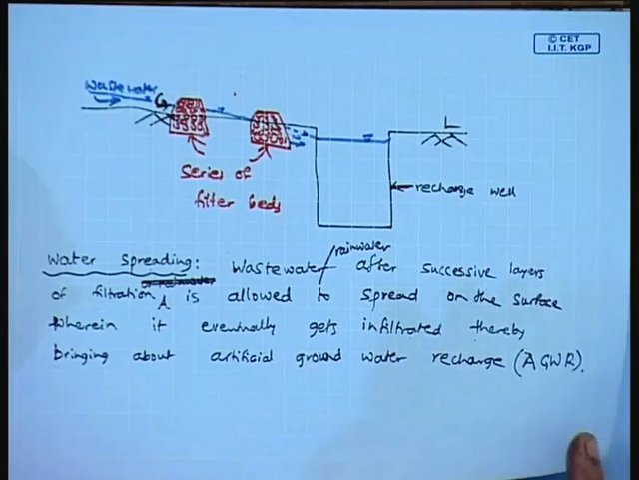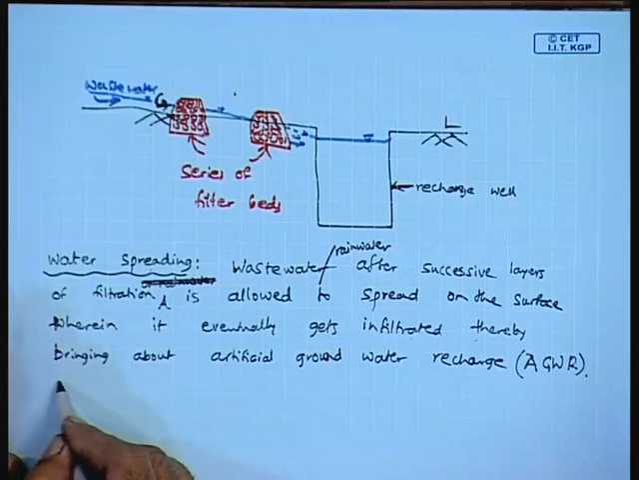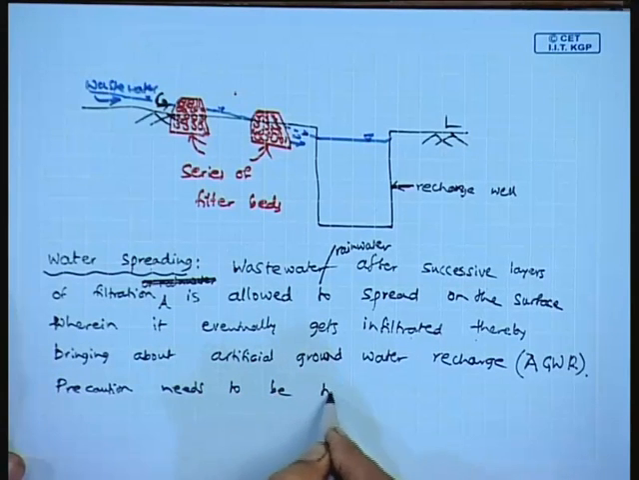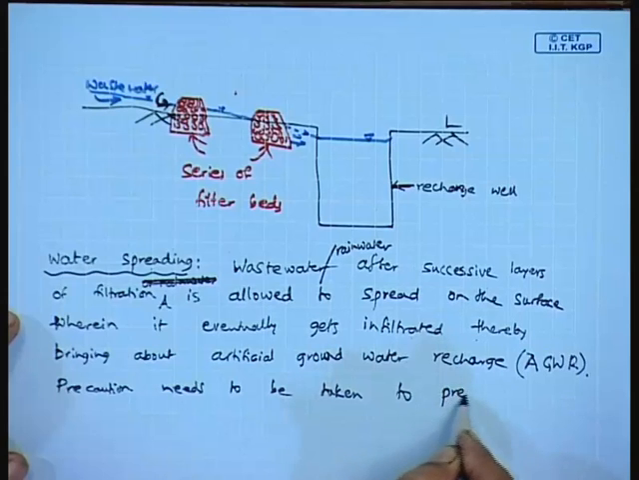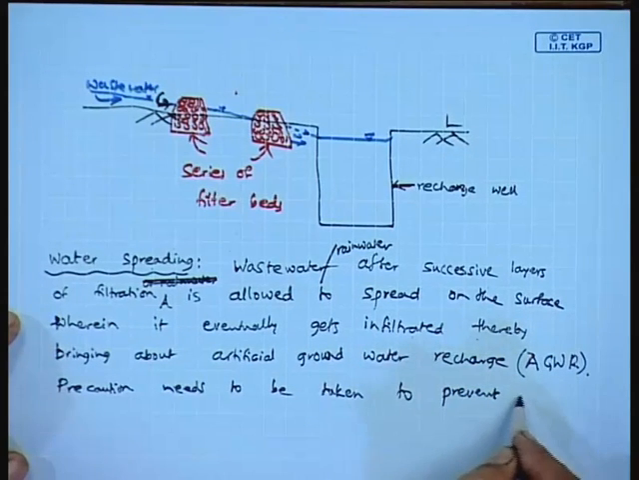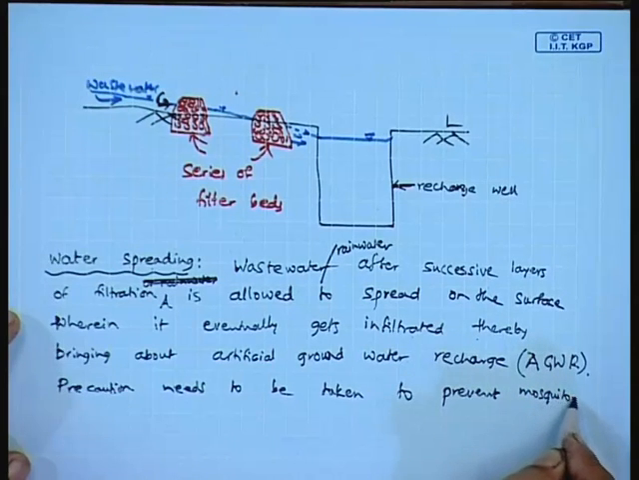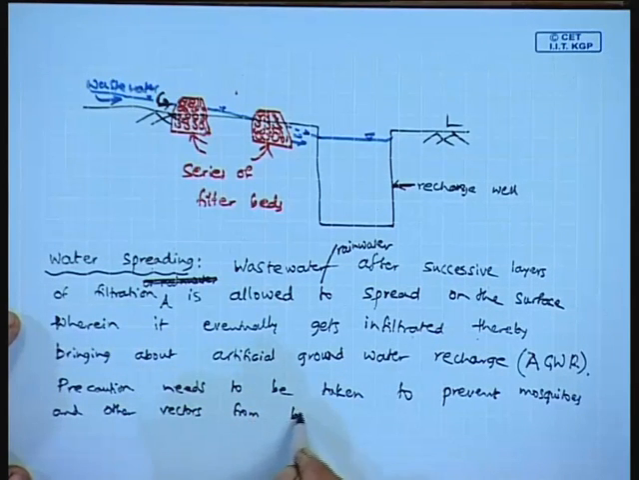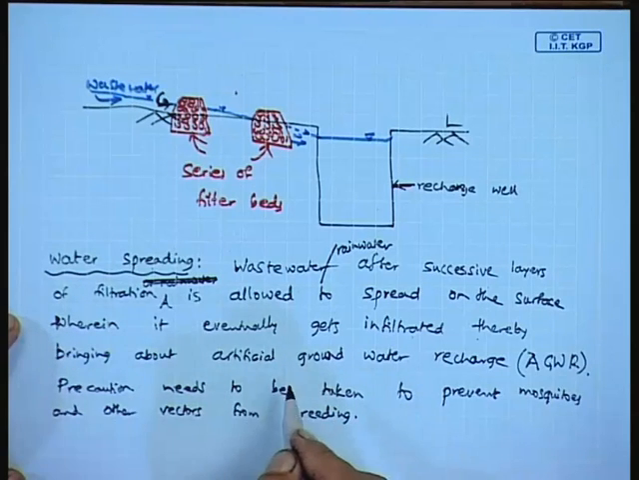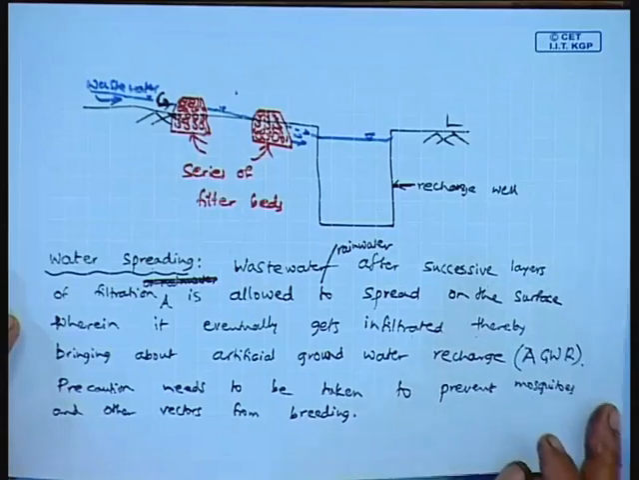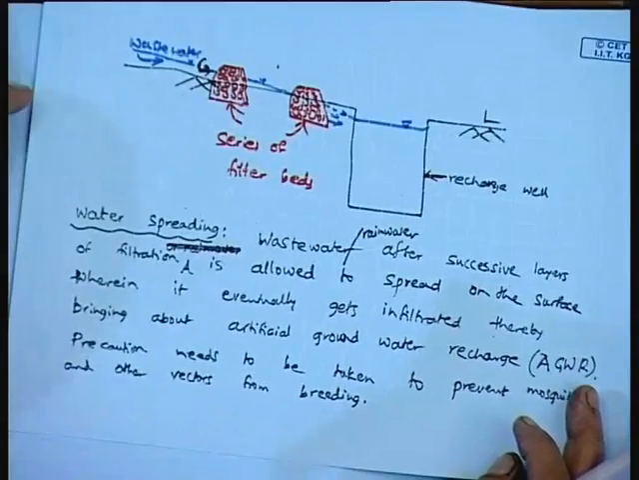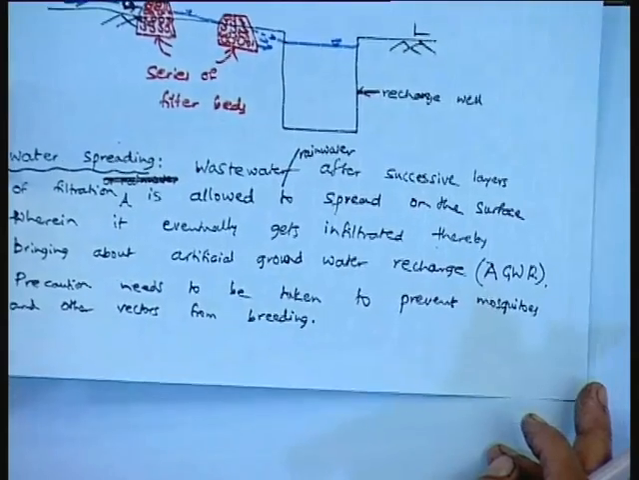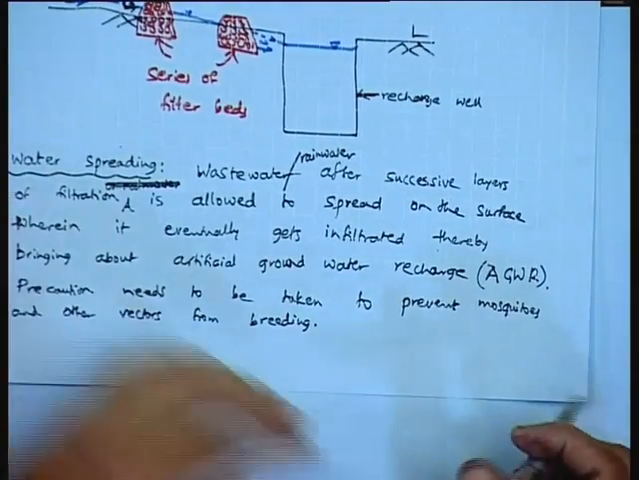The only thing is, precaution needs to be taken to prevent mosquitoes and other vectors from breeding. It is very important that this precaution is taken, so that this water spreading does not create a new menace of vectors or mosquitoes, and thereby cause more problems.